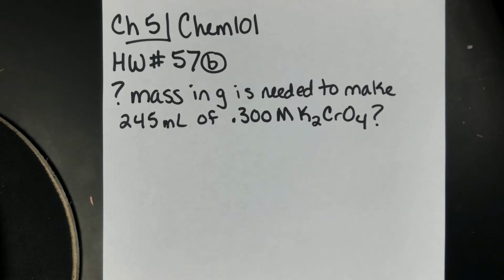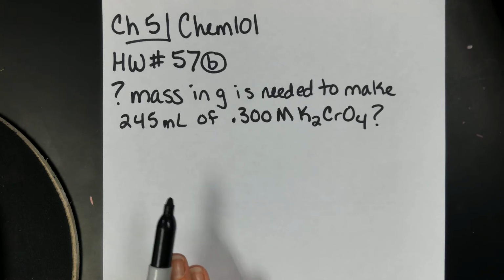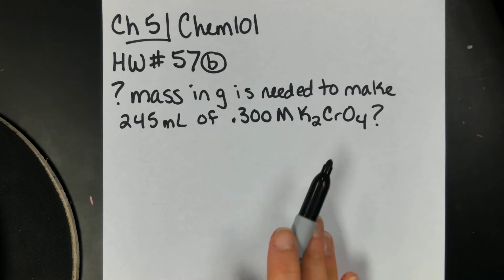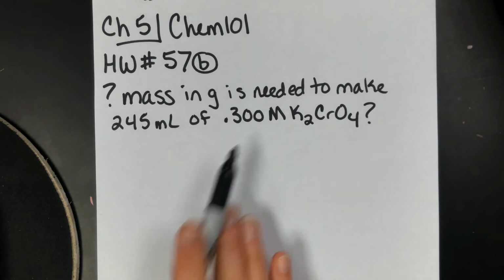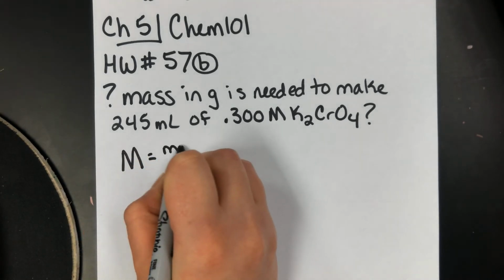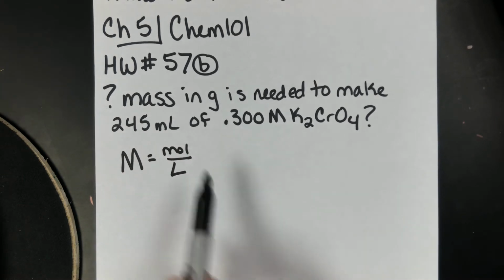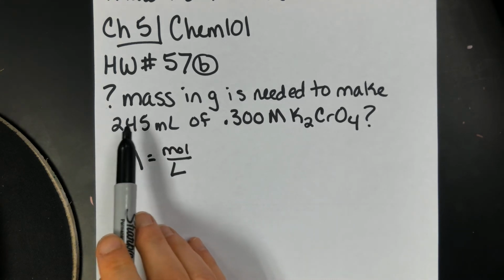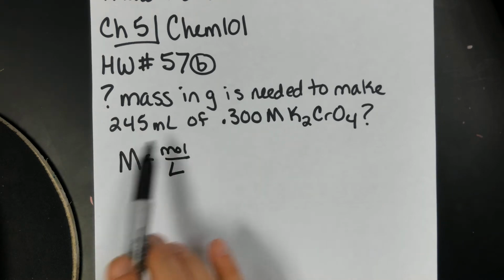But it asks me, what is the mass in grams needed to make 245 milliliters of 0.30 molarity potassium dichromate? Wow, that's a lot of stuff to do, right? So let's define what molarity means first. Molarity, capital M, equals moles per liter, right? So first off, I notice that I have molarity and I have milliliters, so that's kind of odd, and I can rearrange this equation, can't I?